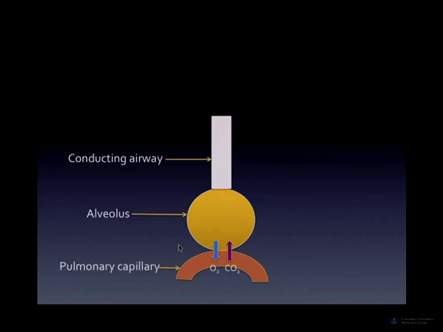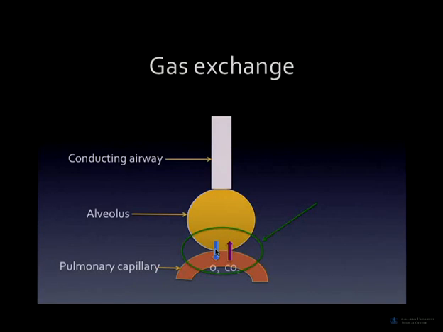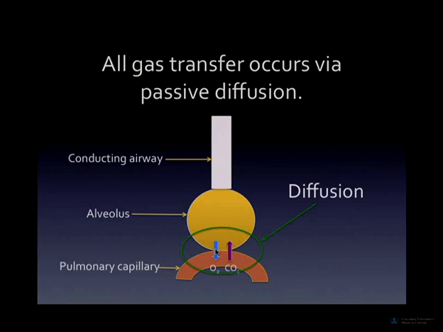So let's go back to this schematic of the lung with our conducting airway, alveolus, and our pulmonary capillary here. Yesterday we talked about how gas moves in and out of the alveoli, and we call that ventilation. And today we're going to focus on this area down here. We're going to focus on gas exchange, which is the transfer of gases across the alveolo-capillary membrane, otherwise known as the blood-gas barrier. And I'm probably going to call it the blood-gas barrier because that's a lot easier to say than alveolo-capillary membrane. All gas transfer occurs via passive diffusion. There's no active transport of gas across this membrane.